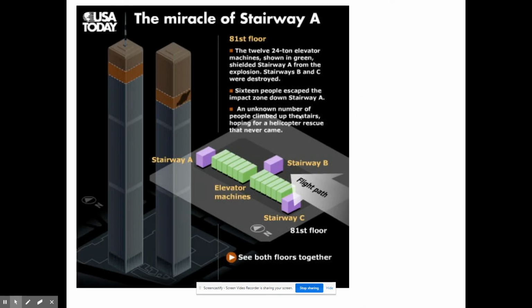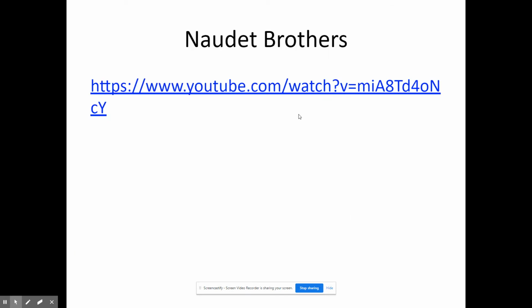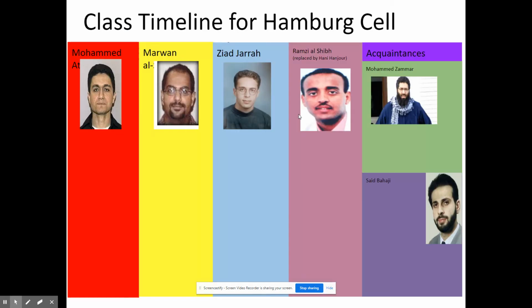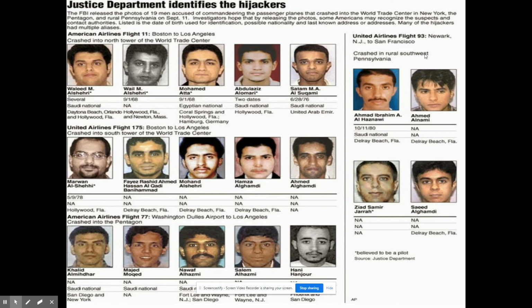Stairway A. We know that there was one stairway that was not severed, which allowed people in the South Tower to get down. Here we see images of the 9/11 hijackers, the pilots, and they were members of what becomes known as the Hamburg Cell. Here we have all of the 9/11 hijackers. So you could think about some of the facts.